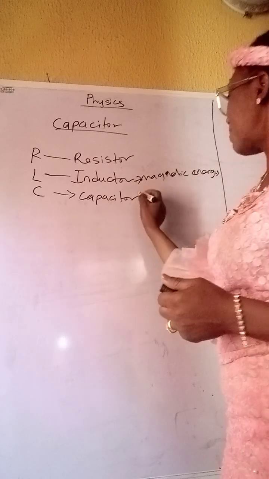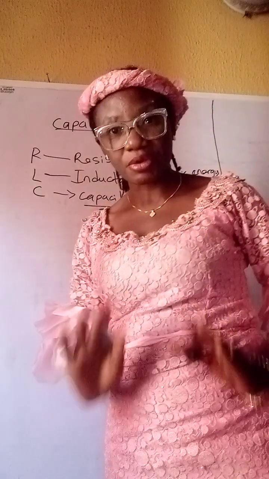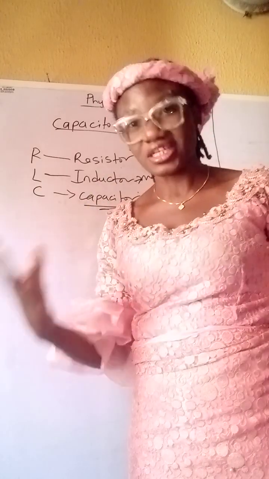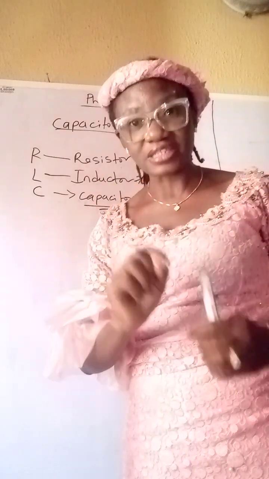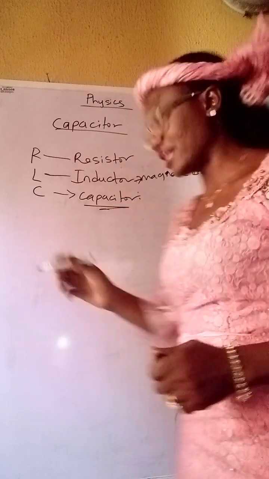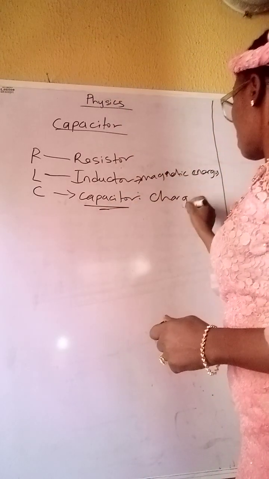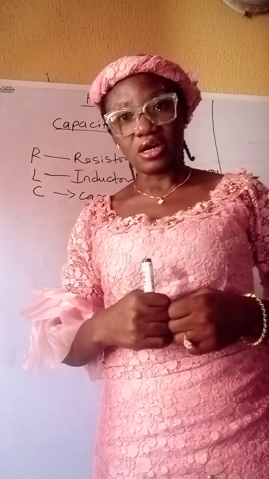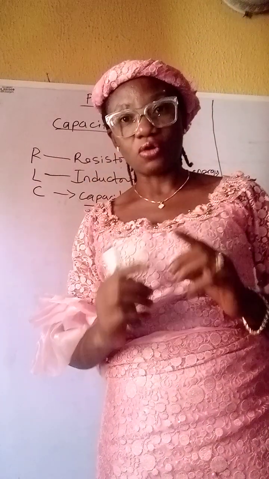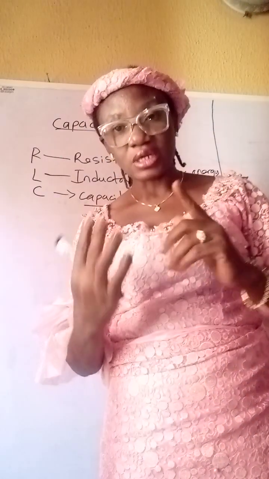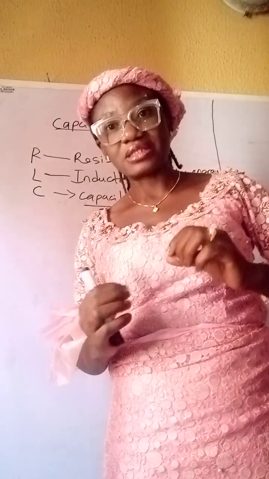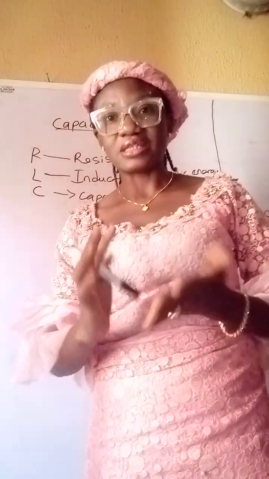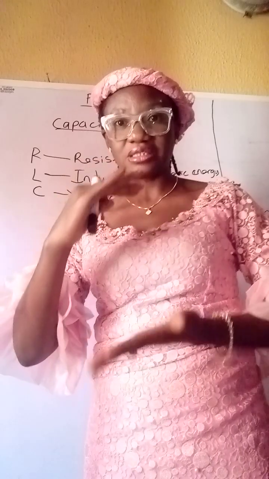Now the capacitor, on the other hand, which is the main topic for today, is that device that stores electric energy or charges. Now that we have the understanding of what a capacitor is, it usually comprises two conductors, that's two conductive plates with an insulator in between. So what I'm trying to say is that a capacitor comprises three layers.